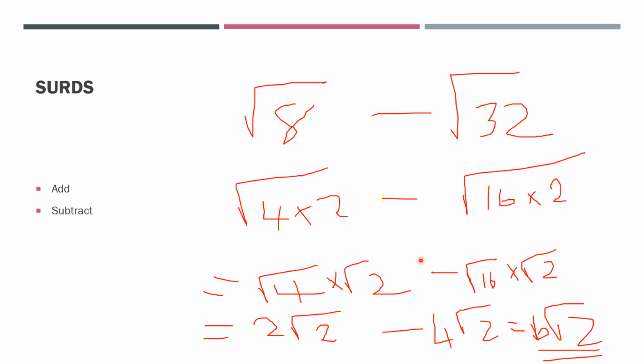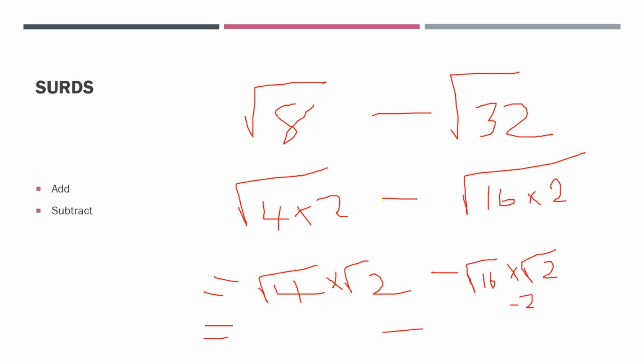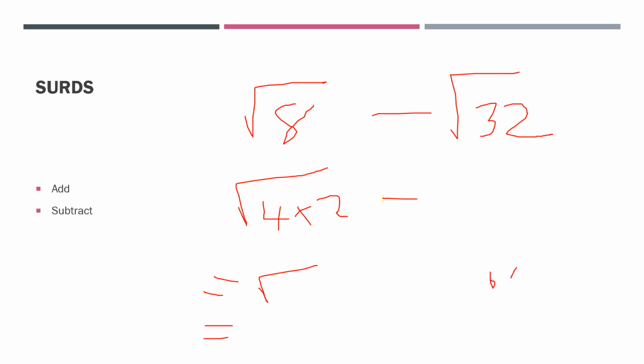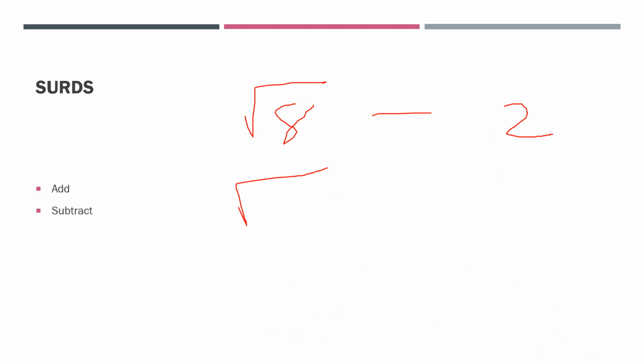So we just simplify here. We can expand it to write it like this, then the answer will be like this. And then when you subtract, you will just say 2 subtract 4, of which your answer will be negative 2, so your answer will be negative 2 square root of 2. Okay, so basically that is how you add and subtract your surds.